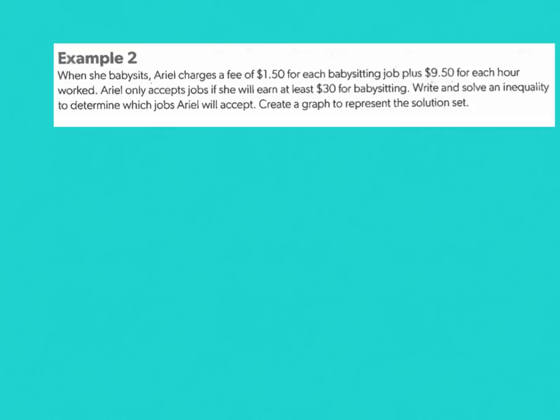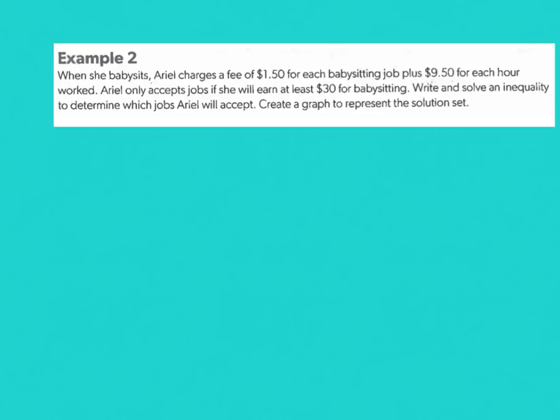The first example that's on your screen is a story problem. What we're going to do is write an inequality, and then we're going to solve it once we get it set up. When she babysits, Ariel charges a fee of $1.50 for each babysitting job plus $9.50 for each hour she worked. Ariel only accepts jobs if she earns at least $30 for babysitting. Write and solve an inequality to determine the number of jobs she will accept. And then it says create a graph to represent the set of solutions. When it says create a graph, that just means a number line.